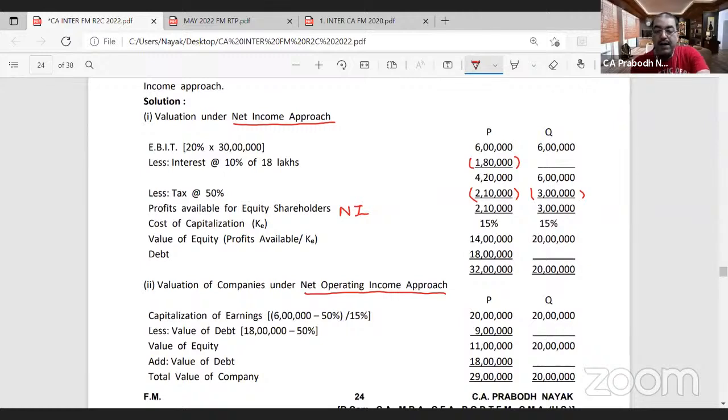Value of debt 18 lakhs minus 50%, that is 9 lakhs. Total value of equity 11 lakhs. Add the value of debt, which is 18 lakhs. Total value of the company is 29 lakhs and 20 lakhs. So that is as per the net operating income. So I told you, net operating income approach: first we calculate the total value of the business, and from that minus the value of debt, you get the value of equity.